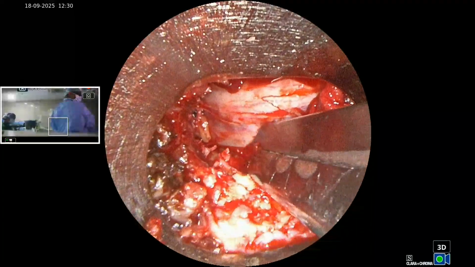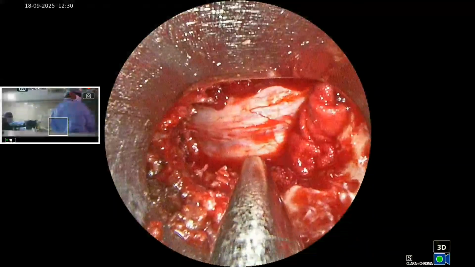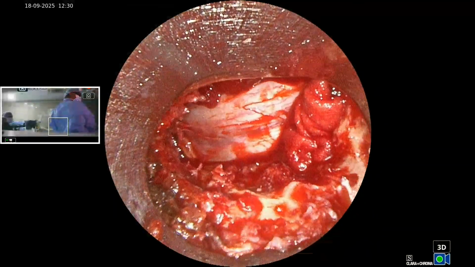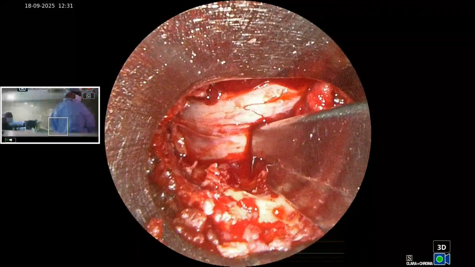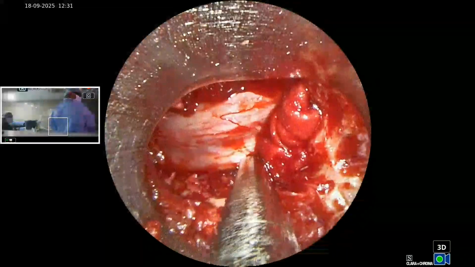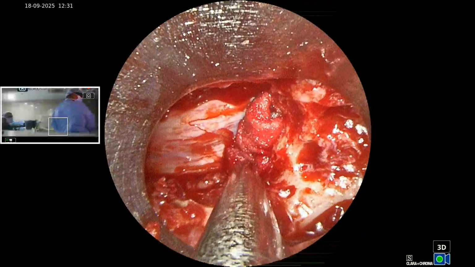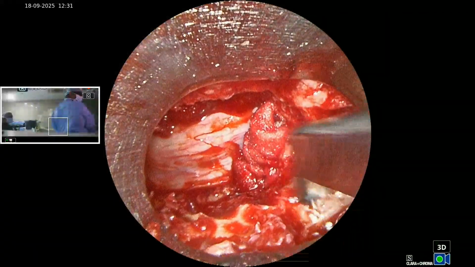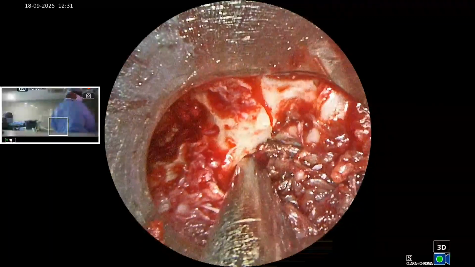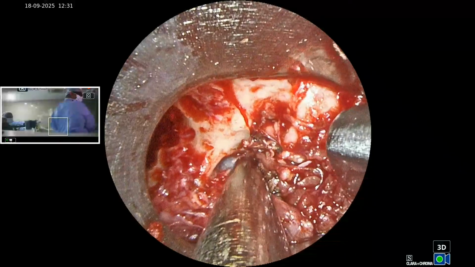So the lateral border of the nerve root is visible now. No need to remove more bone here. The trimming, decompression, the nerve root up to the foramen. So this is my foramen and this is my nerve root here.